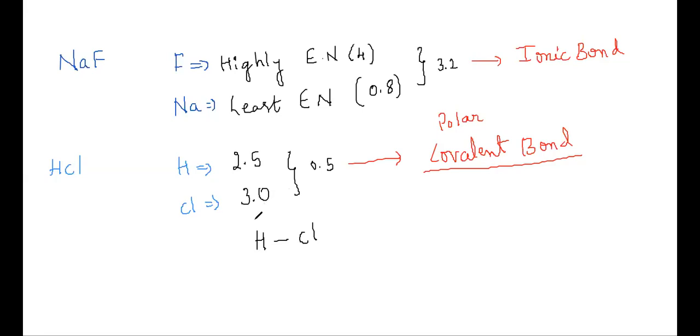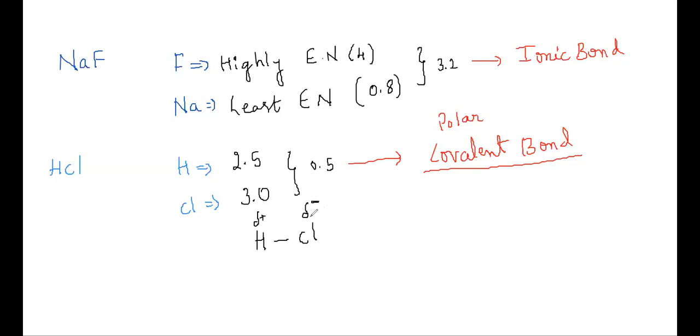Okay, partial positive charge is indicated by delta plus. And here, what charge will be on the chlorine? Negative charge. Yes, absolutely. So we write it as delta plus and delta minus. Delta plus and delta minus indicate partial positive and partial negative charge. So this kind of bond we call a polar covalent bond.